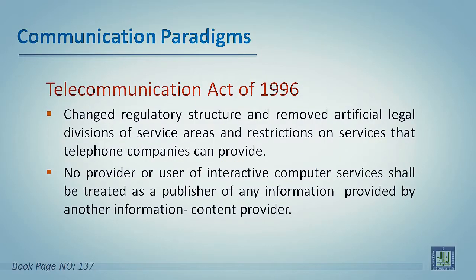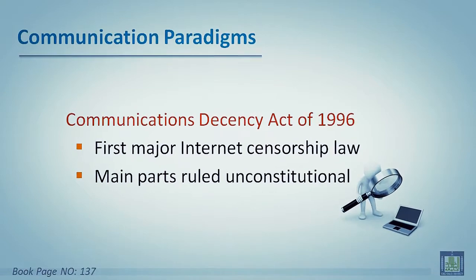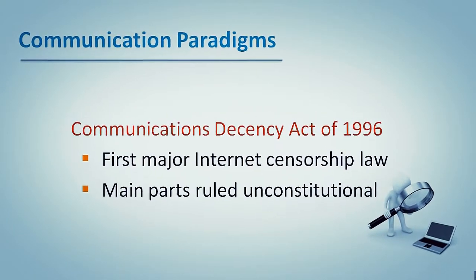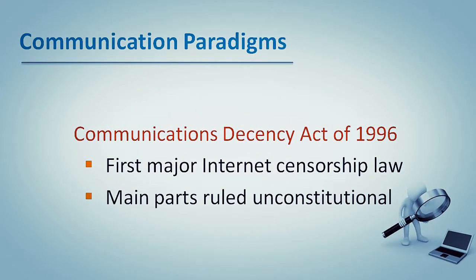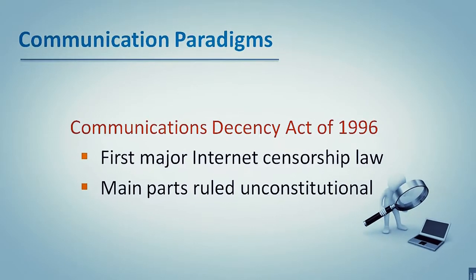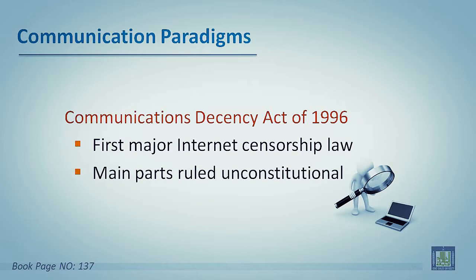This Telecommunications Act clarified the question of liability of internet service providers and other online service providers for content posted by third parties such as members and subscribers. This act focused on the internet. So the first law of internet censorship was established.